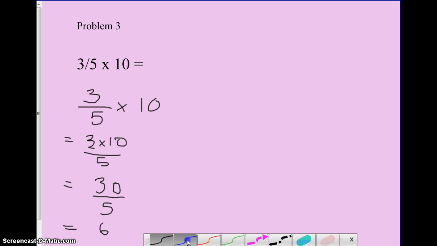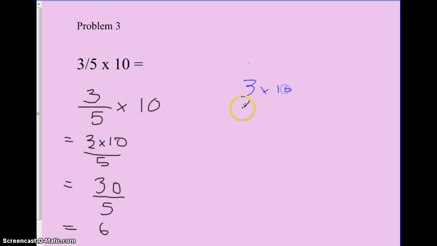Now, if we want to do it in that other way, we could do 3 times 10 over 5, right? And I know that 10 is a multiple of 5, so I could cross that out and make that a 1, and that would be a 2. And then 3 times 2 is 6 over 1, which is 6. Either way you choose to do it is fine.